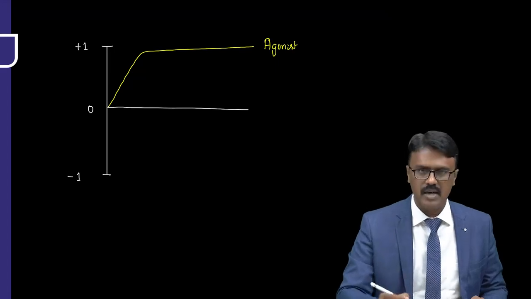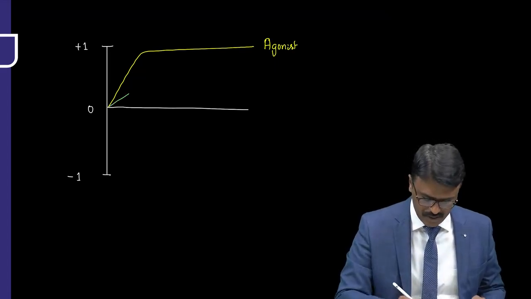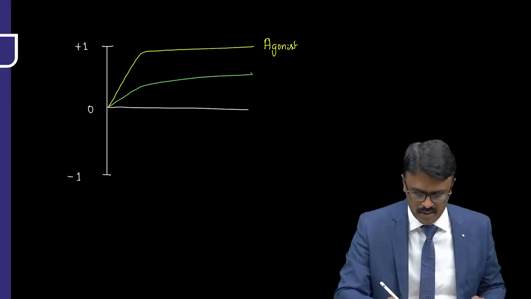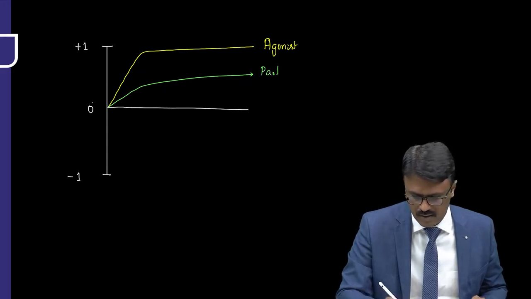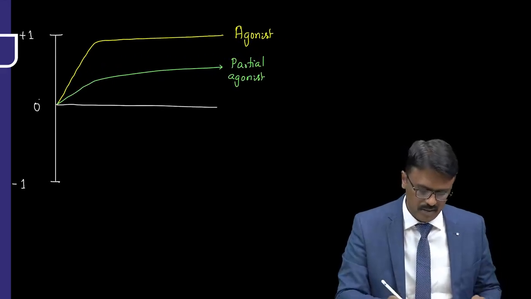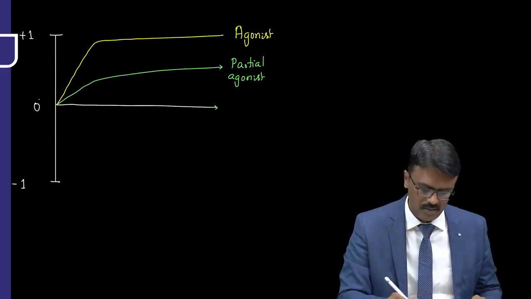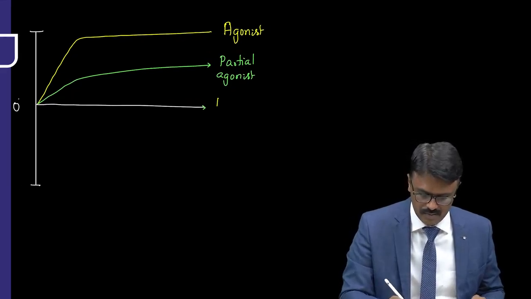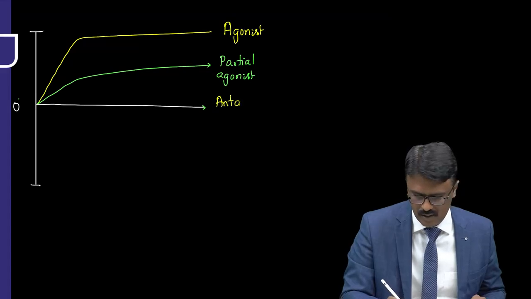Now if I give a partial agonist, the graph is like this. So you will not get the full response. The response is between 0 to 1. So this is called the partial agonist. Now if you trace the 0 graph, it is the antagonist. This one is the antagonist.